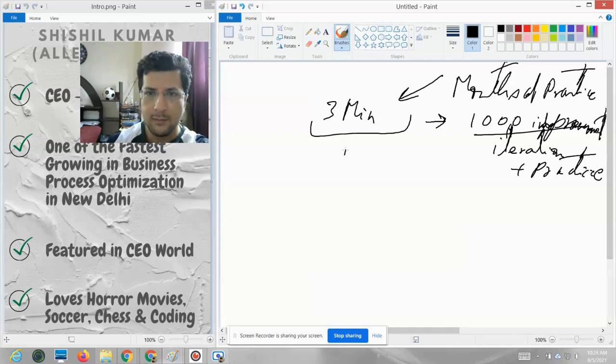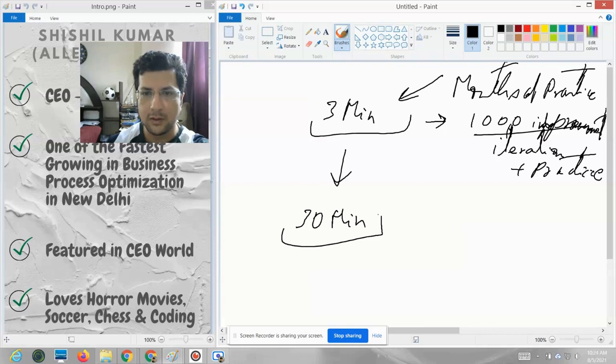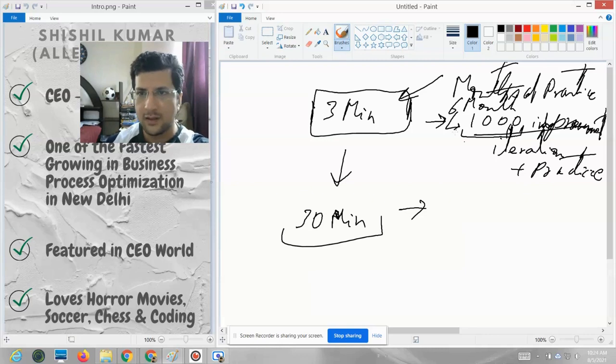But if the same performance is 30 minutes long, right? If the dance performance is 3 minutes long versus if the dance performance is 30 minutes long, then will they be able to perform as many number of iterations? No, right? In the same period of time. Let's say they spent 6 months. In 6 months, they did 1,000 iterations. But that was because it was only a 3 minute performance. If it's a 30 minute performance, they are not able to do 1,000 iterations. They'll be able to do 100 iterations.